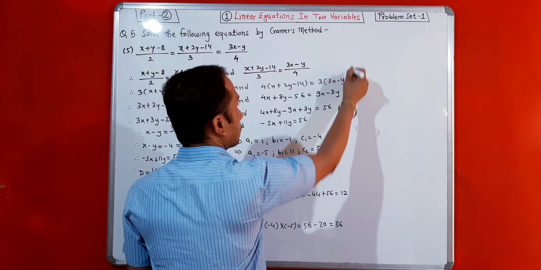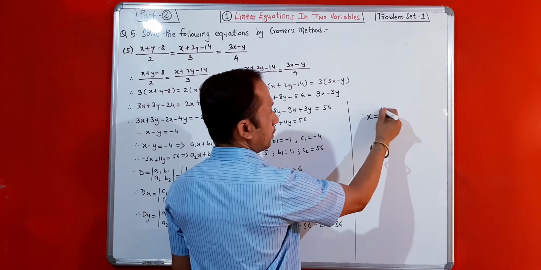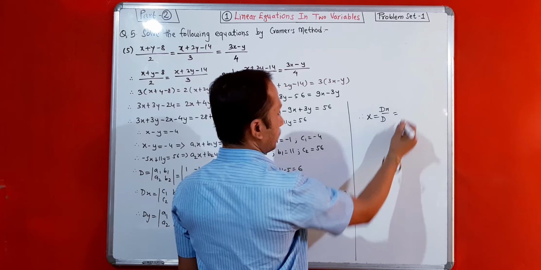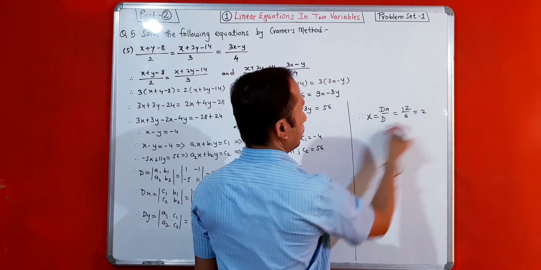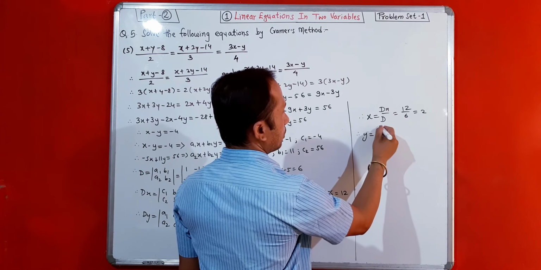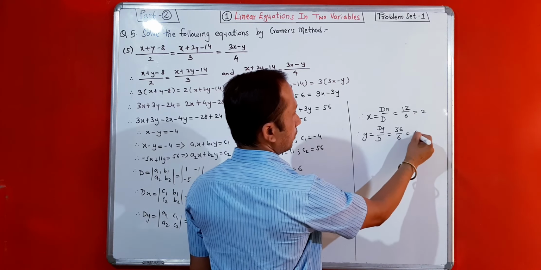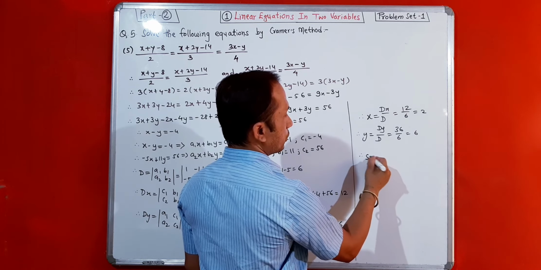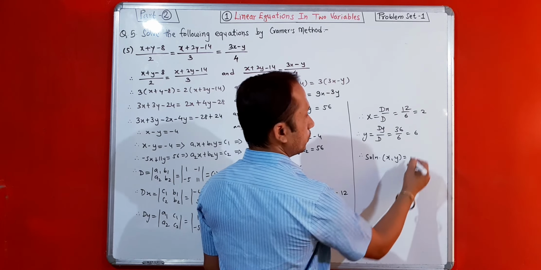So remaining, I am writing here, therefore x is Dx upon D. What is Dx? It is 12 upon 6, so it is 2. And y is Dy upon D, so it is 36 upon 6, it is 6. Therefore you have to write the solution: x comma y is equal to 2 comma 6.